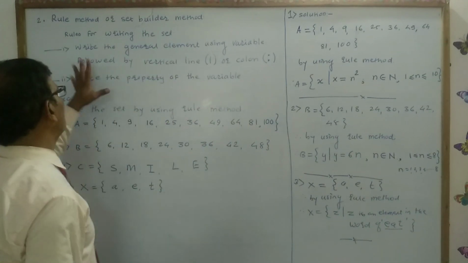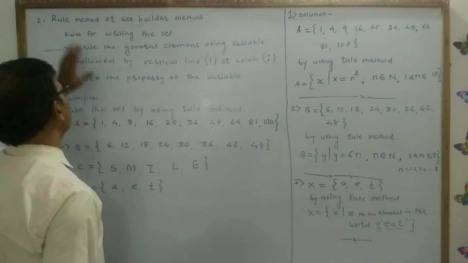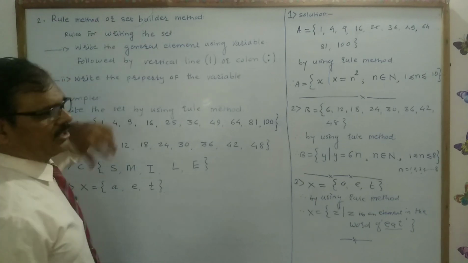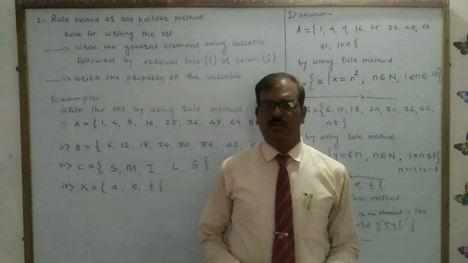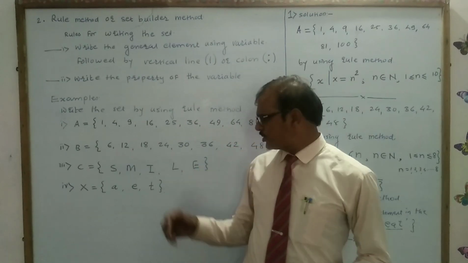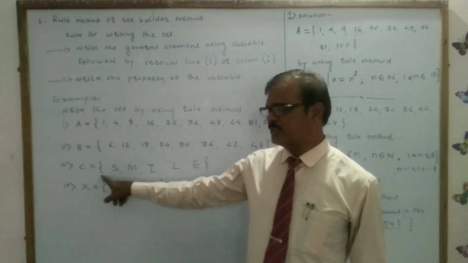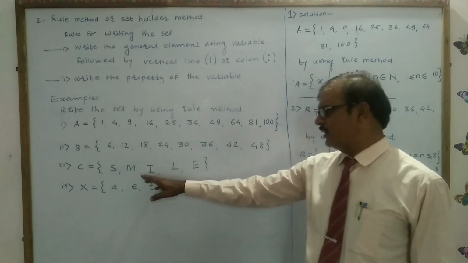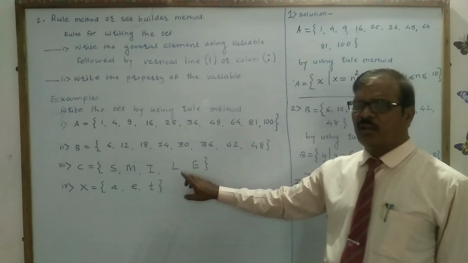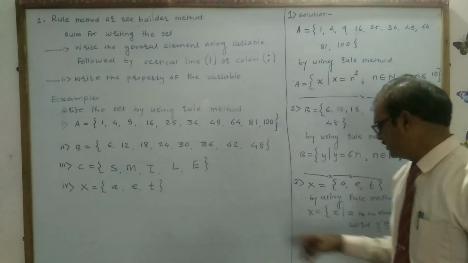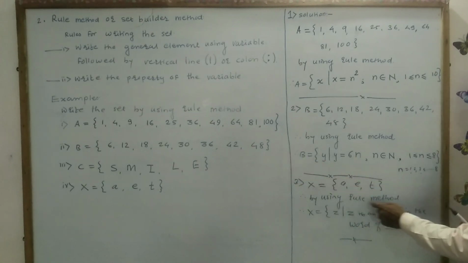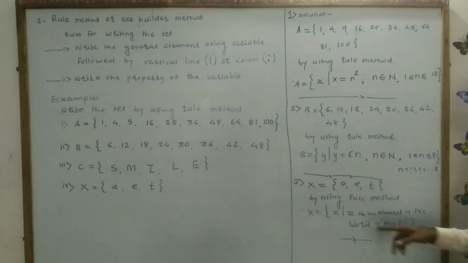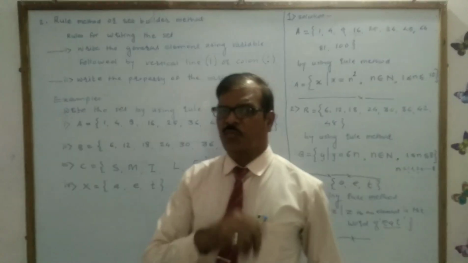In this way, we have to learn two methods, listing method and second is the rule method. Now you solve this C. This is very simple. Similarly, you can solve this, and the word from which the elements are taken is smile. So here use rule method and write that set in this way and find the answer.